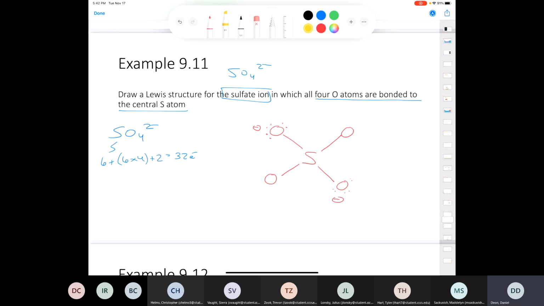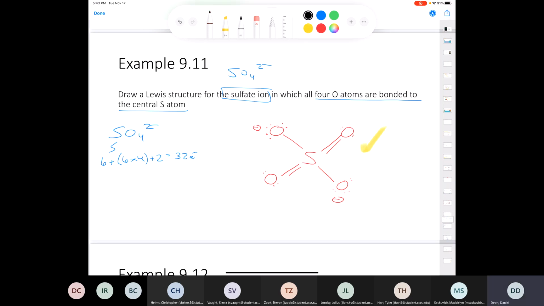How many electrons have I used up? 2, 4, 6, 8, 10, 12, 14, 16, 18, 20. That means I've got 12 left to go. Where am I going to put them? Well, if I've already gotten rid of my negative charges and I've got 2 of them, you probably remember the other rule that when oxygen is neutral, it's got 2 bonds and 2 lone pairs, like this. There's nothing wrong with this Lewis structure at all. In fact, this is the best Lewis structure that you can come up with for the sulfate ion.